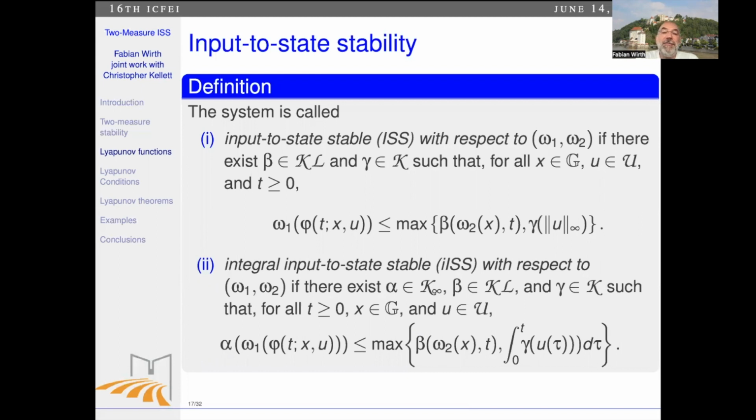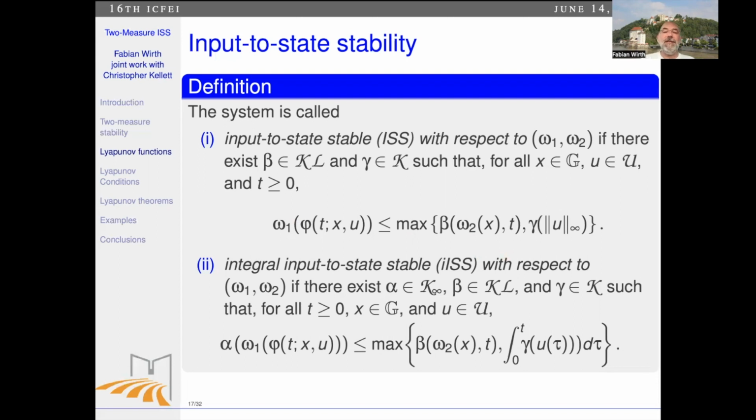So we call our system input-to-state stable with respect to the measurement functions if we have a KL function and a gain gamma, so that for all trajectories, if we measure the size of the trajectory with the first measurement function, that is smaller than this decaying term measured in the second measurement function, but now maximum with the gain of the input. Right, so that's again a straightforward generalization. Replace measurement functions by norms, and you're back to the usual definition.